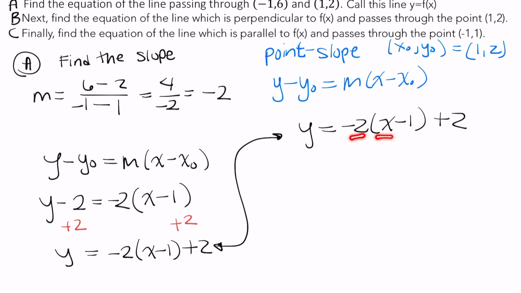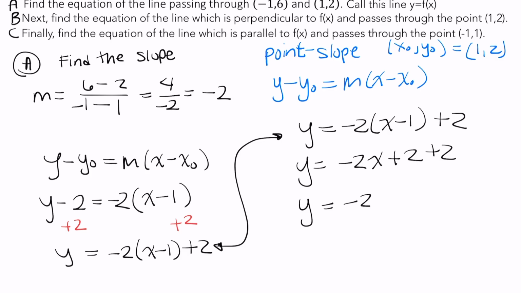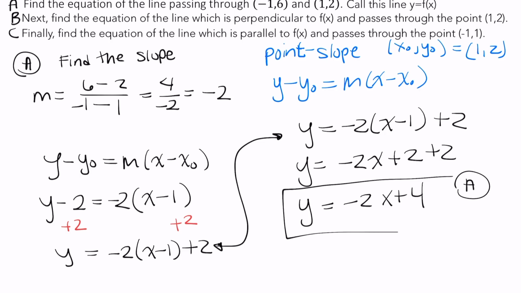What's -2 times x? -2x. So this is y equals -2x. And then what about here? -2 times -1 is +2. Yeah, so just 2 plus 2 plus 2. So the equation I end up with is y is equal to -2x plus 4. Obvious? Here we go. This is the answer for part A.